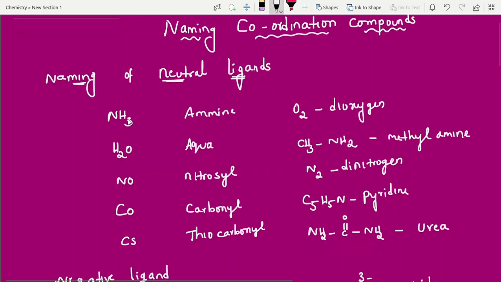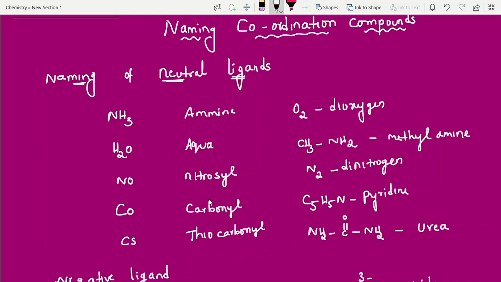Neutral ligands. See, first one, NH3, what we call it as ammine. Ammine spelling is important. Why? Because if you miss even one M, you lose the marks. Next, water, aqua. Next, NO, nitrosyl; CO, carbonyl; CS, thiocarbonyl; O2, dioxygen; CH3NH2, methylamine; N2, dinitrogen; this is pyridine; this is urea, thiourea. Like this it will come.